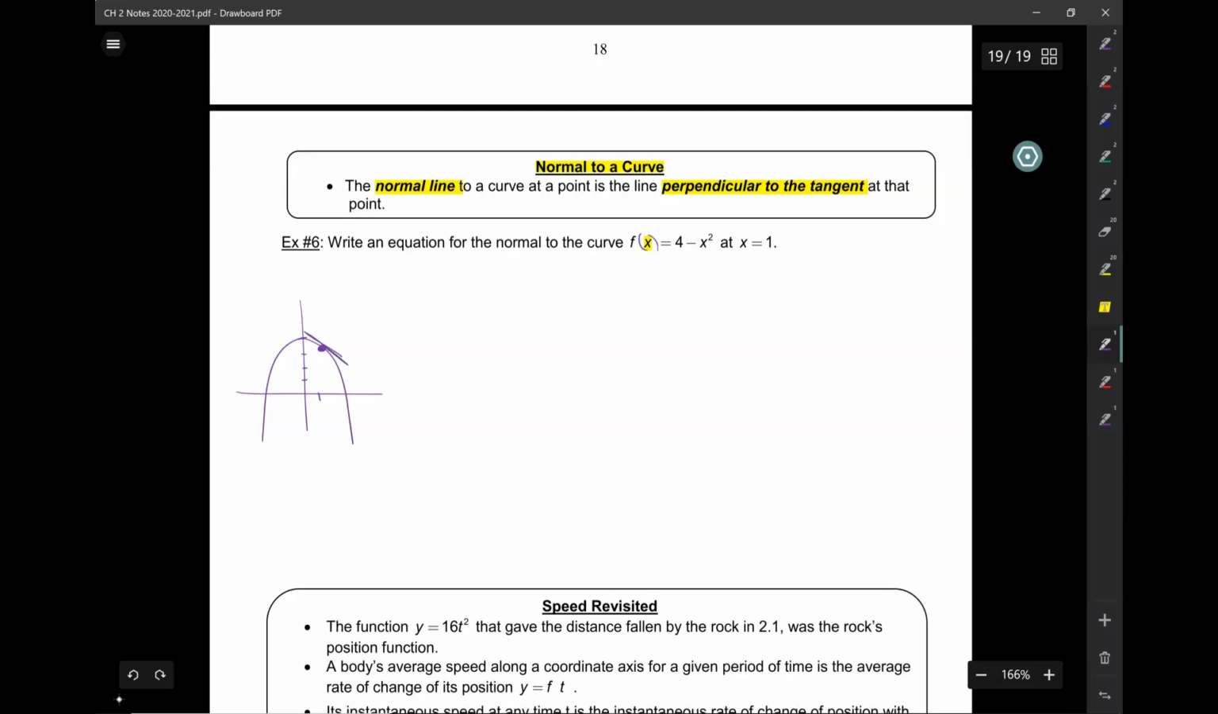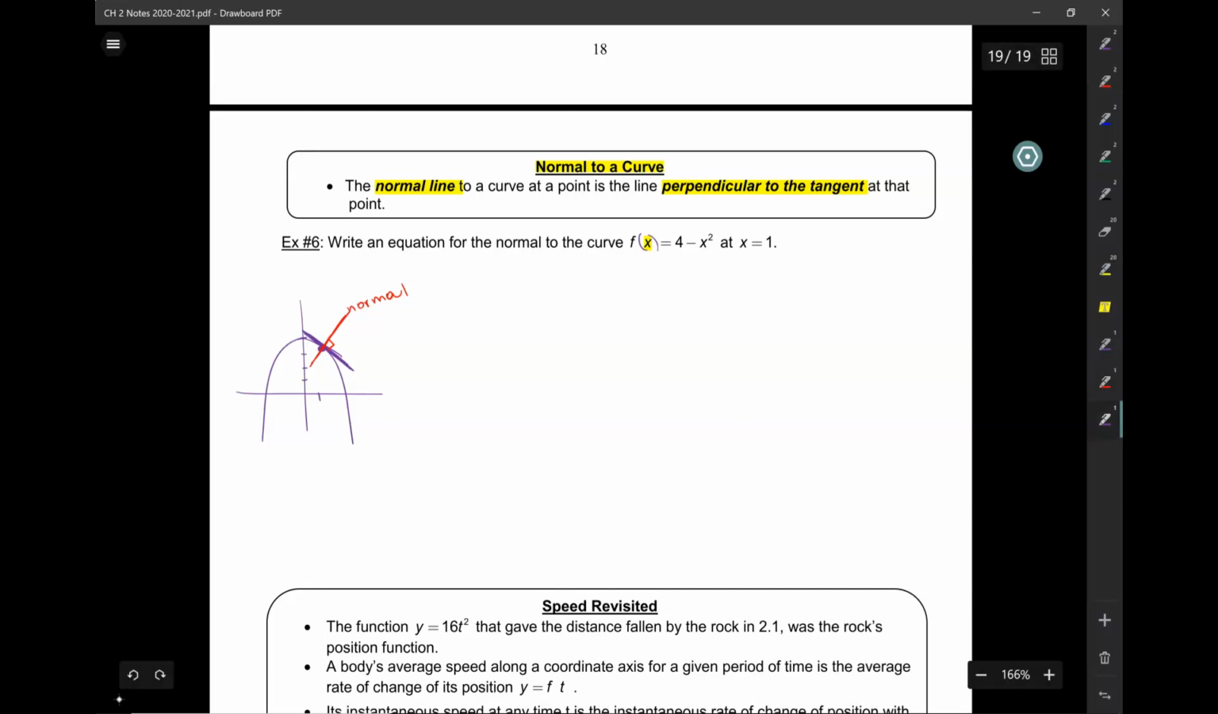Let's see how this is going to look. That's the tangent line. The normal line is perpendicular to the tangent line. That's how that looks. So what I want is to find the equation of that. And what we're going to do is find the slope of the tangent line, just like we always did. And then from that, find the equation of the perpendicular line, like in Algebra 2.